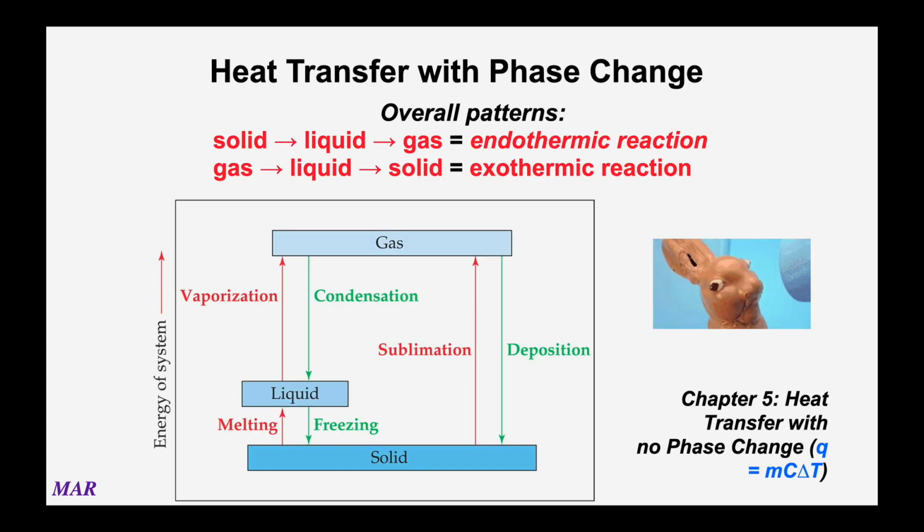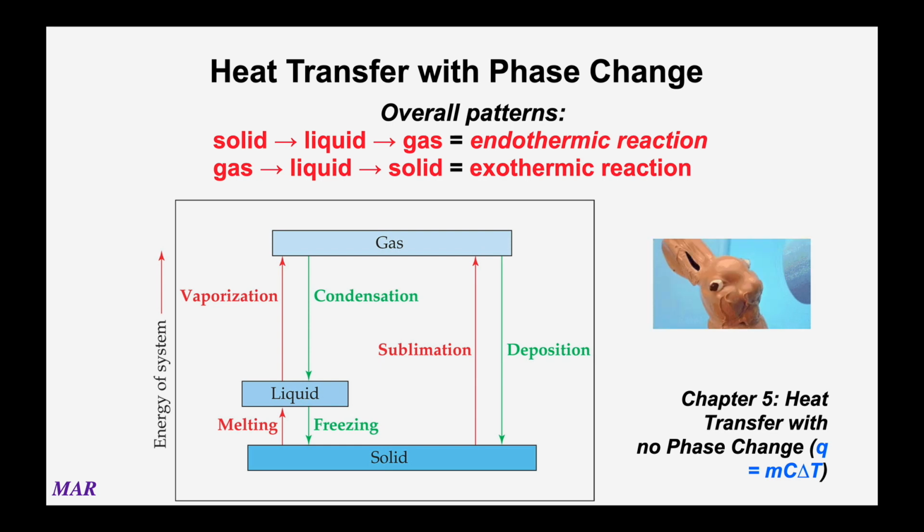The next topic we're going to look at is how to calculate the energy required to turn one substance into another. We've done this a little bit in the past, but we're going to look at it in a little more detail here. So we're going to look at heat transfer with phase changes. And there are all different kinds of possibilities.